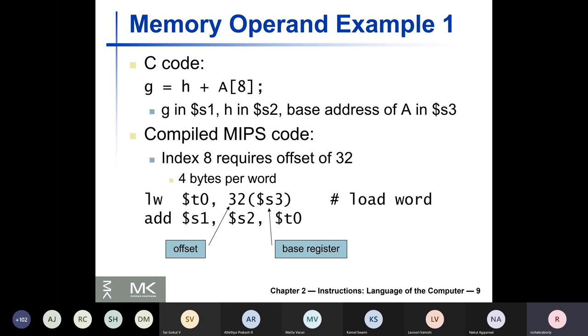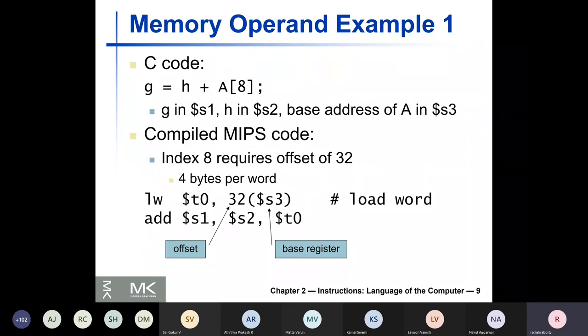Now this slide is very important. This shows memory operands. Okay, and how do these things work? Suppose the C code is G equal to H plus the 8th element of array A. Now you know A is the name of an array, but it is also the name of a pointer variable which contains the starting address of the array. In MIPS terminology, this type of starting address is called a base address. So it is called the base address of array A.